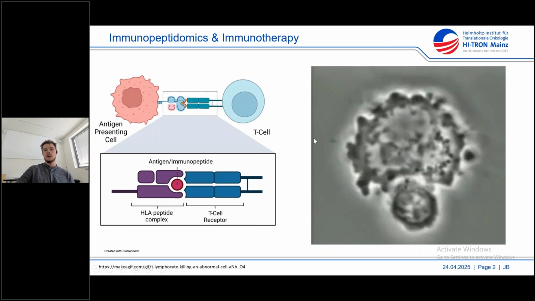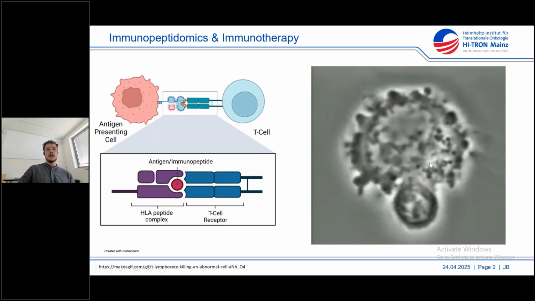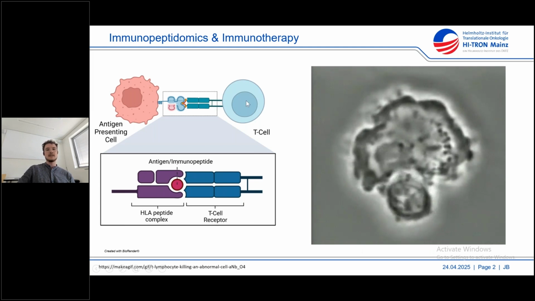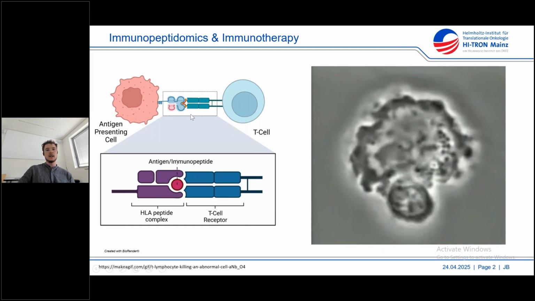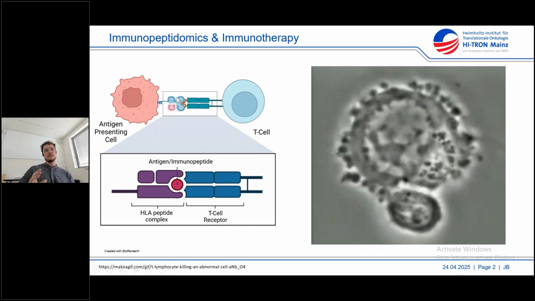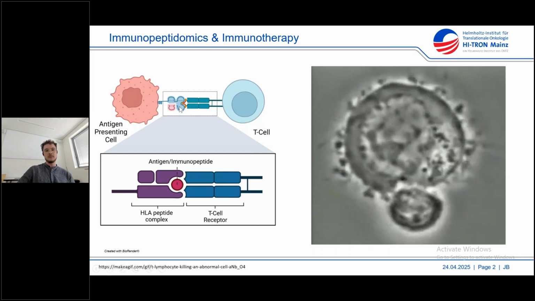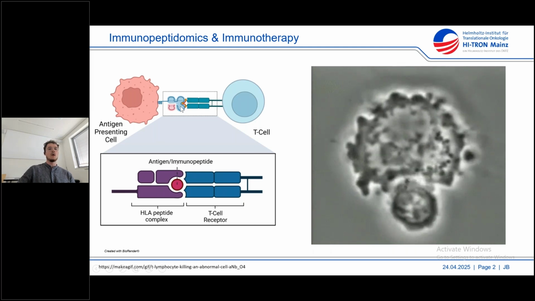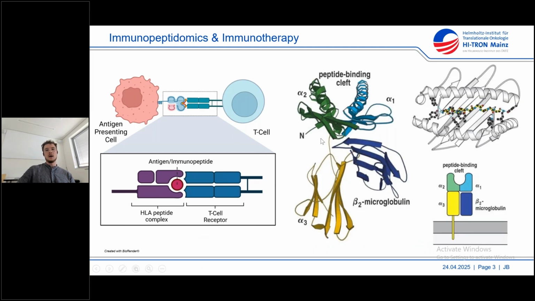What you can see here on the right-hand side is a T cell eradicating a tumor cell. The way this works is this T cell senses peptide antigens that are presented on the surface of cells, and the complexes that present these peptide antigens are called major histocompatibility complexes, short MHC, or for the human system, HLA.